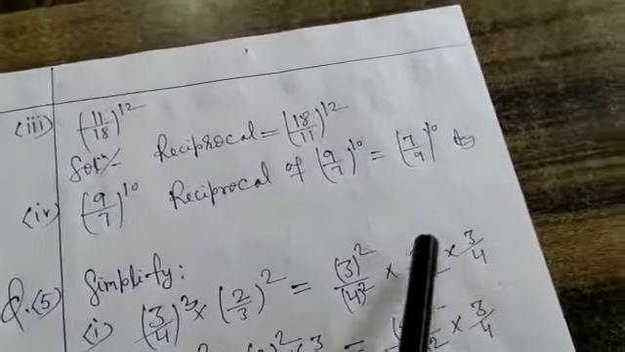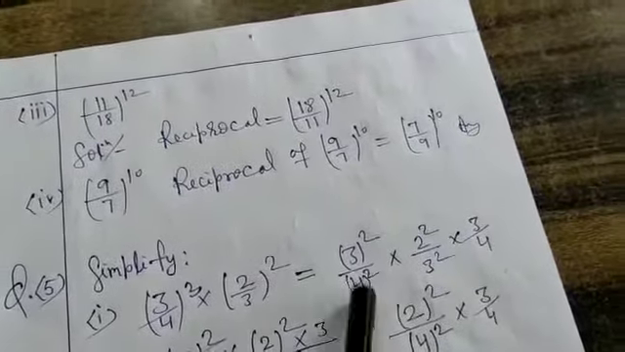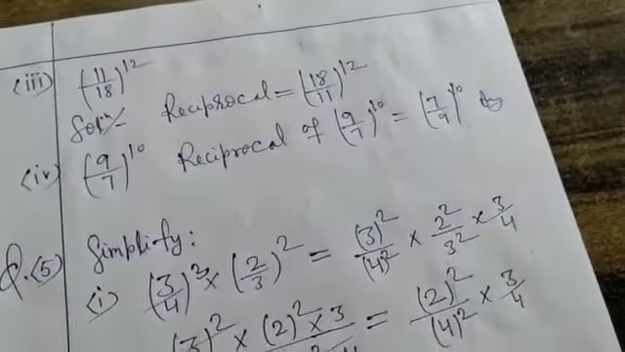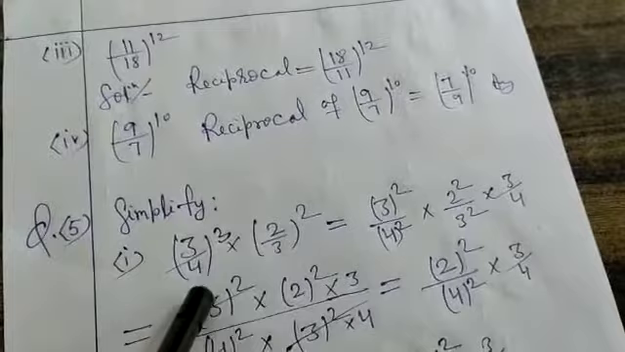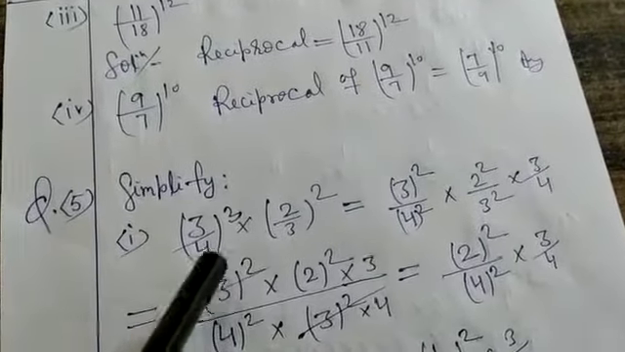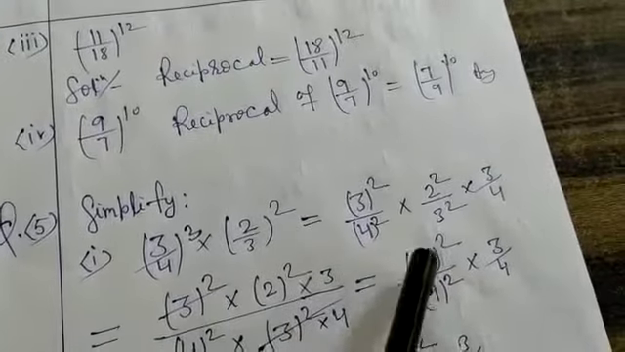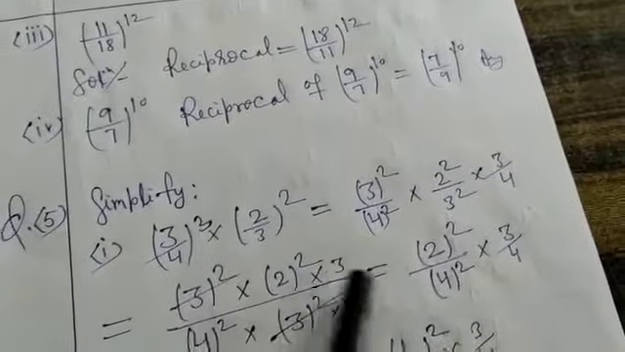So 3 square into 2 square into 3, and then 4 square into 3 square into 4. This 3 square can be cancelled with this 3 square. Now 2 square by 4 square will remain, and this 3 by 4 will remain.